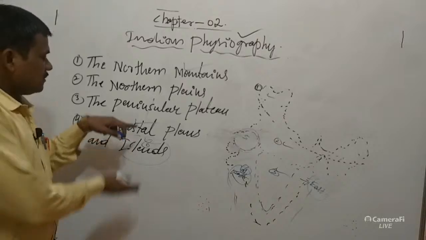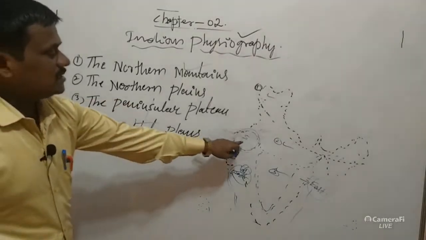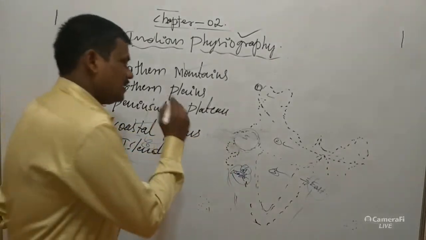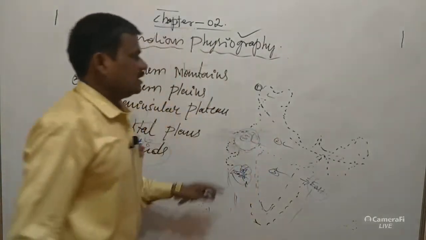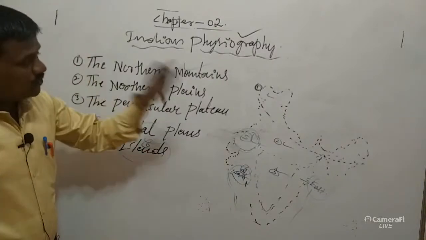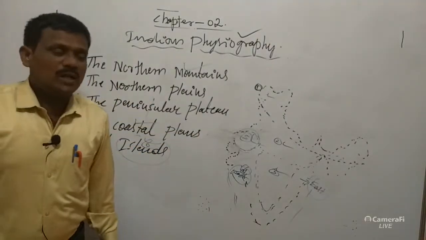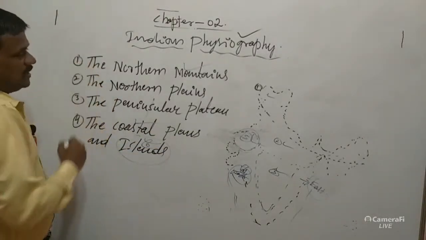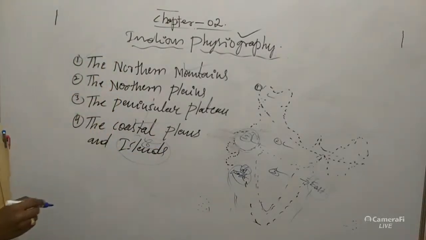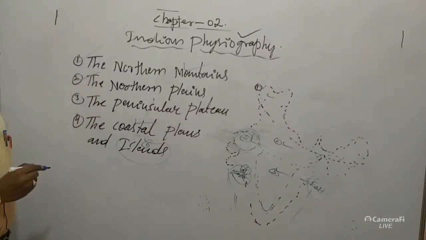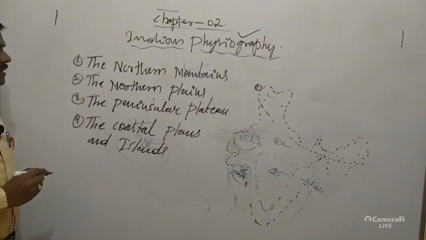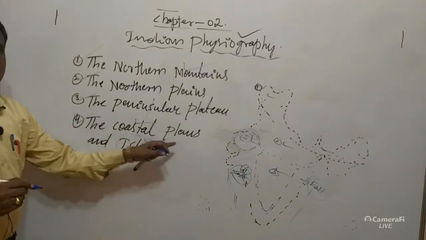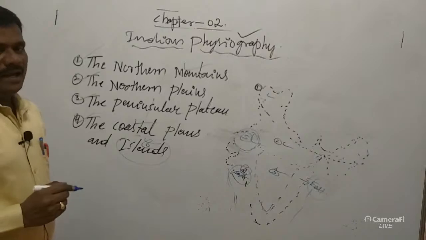But the islands are already merged in the fourth point, and this one is economically not important like the remaining four, so it is also not mentioned. But in total, how many physiographic divisions are there? Six are there, and in our textbook only four are given. Which are those? First, the Northern Mountains; second, the Northern Plains; third, the Peninsular Plateau; and fourth, the Coastal Plains and Islands.